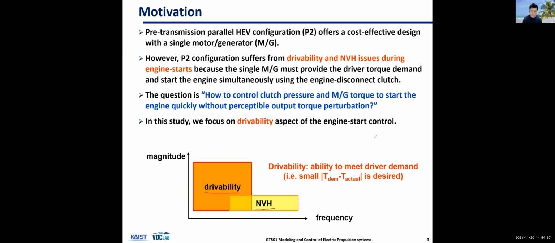Okay, but in practice, you do need to handle the NVH problem. So if you have disturbance, you need to be able to reject that, and you need to somehow smooth out the output torque. That has to be handled by feedback control theories and applications. But here, if we focus on drivability, then we can formulate this problem as an optimal control problem.